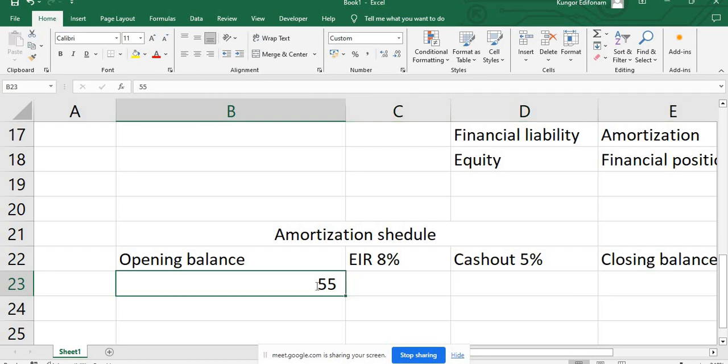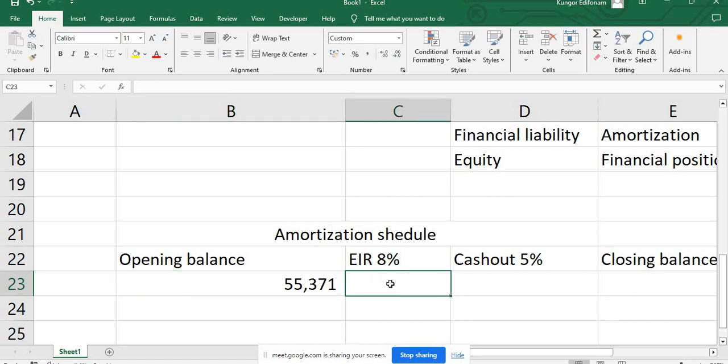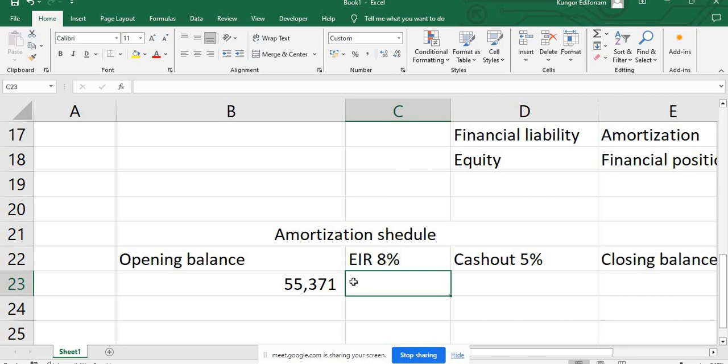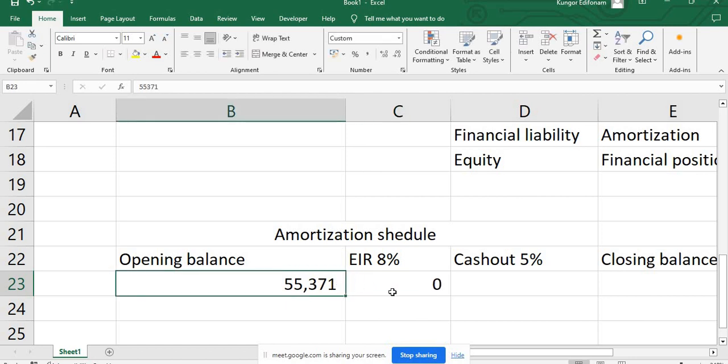So 55,371. Okay, and then the effective interest rate. The effective interest rate will be 8% on this value. All right, so 8% on this value.